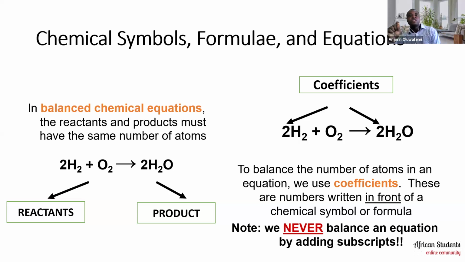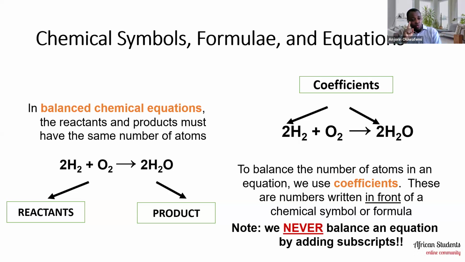Now, these are referred to as coefficients. These are referred to as what? Coefficients, just like the arrows pointed them out. Now, to balance the number of atoms in an equation, we use coefficients. These are numbers written in front of a chemical symbol or formula.